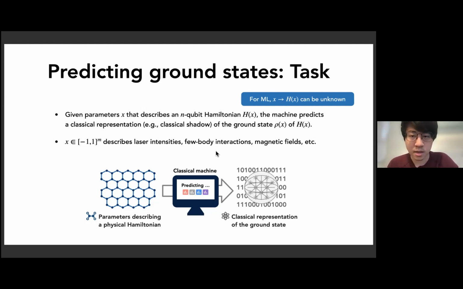So the goal of the task is that given some x, the classical machines want to predict this classical representation of the ground state such that utilizing this classical representation, one could predict different properties about the ground state of the Hamiltonian. In particular, for the machine learning algorithm that we're going to propose, the mapping from x to the Hamiltonian h of x can actually be unknown.